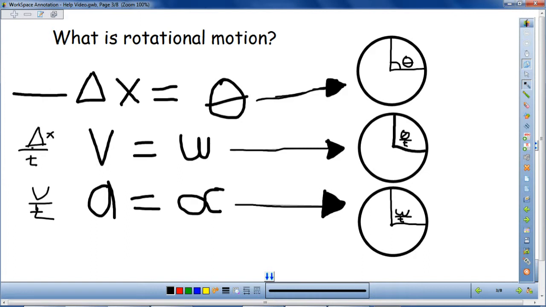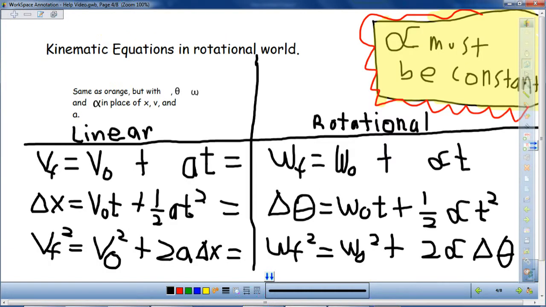Omega is theta divided by time, alpha is omega divided by time, and you can see these on little circles. There's theta over time, which is omega, and omega over time, which is alpha. And these are the same kinematic equations that you've seen for almost a year, basically the same as the orange ones, although with omega, alpha, and theta.